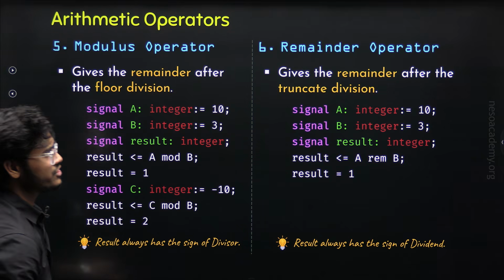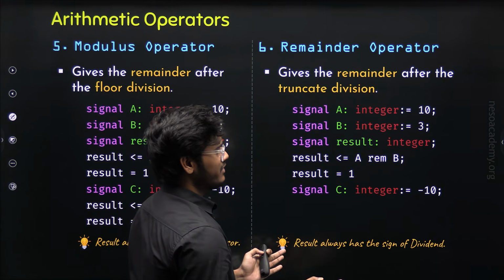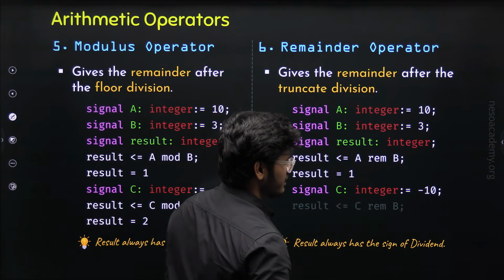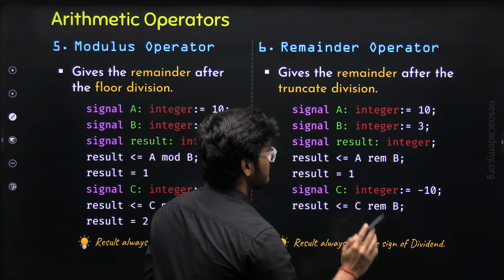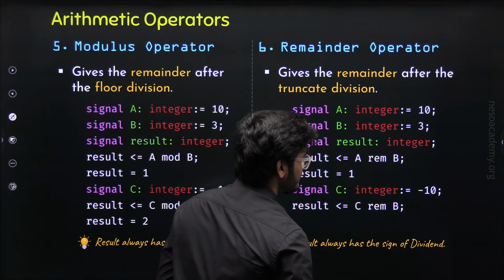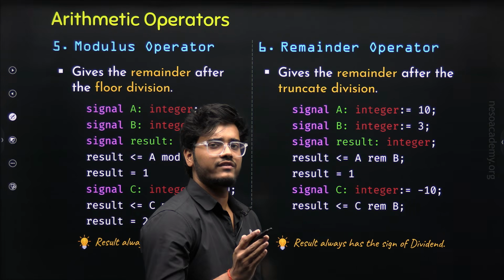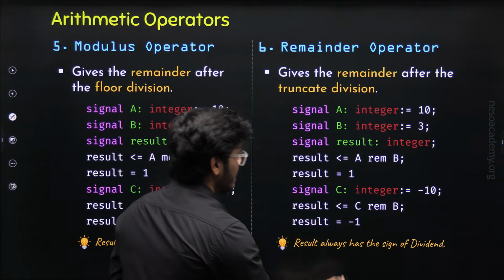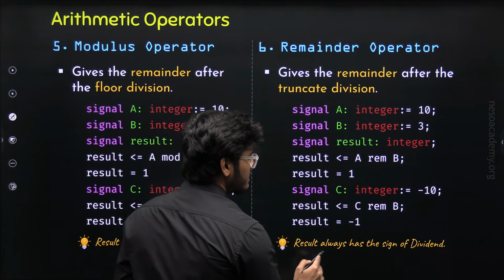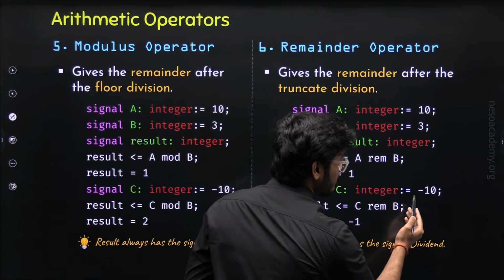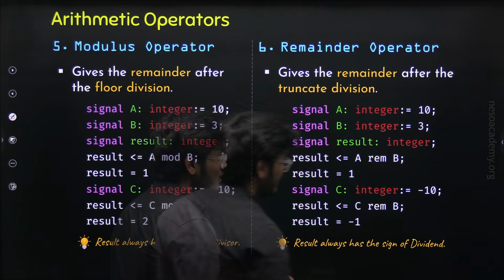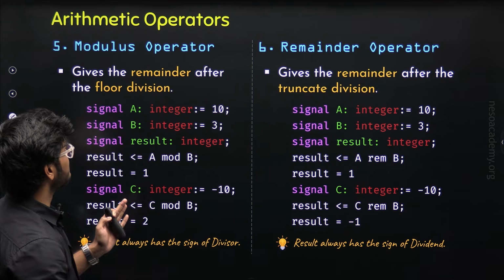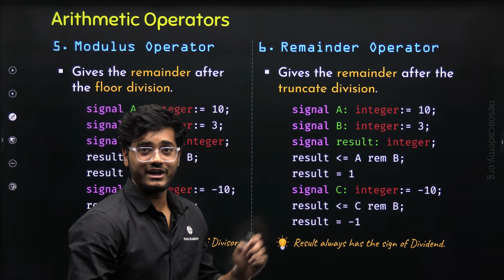Now let's see truncate division. Truncate division is like a normal division. When we take the signal C as integer -10 and perform the remainder operation, C rem B, -10 rem 3, it will follow the normal division. When we divide -10 by 3, the remainder will be -1. And here we can clearly recheck that the result has the same sign as the dividend, -10 and -1. So, truncate division acts like normal division. So, I hope it is clear the difference between the modulus operator and the remainder operator.